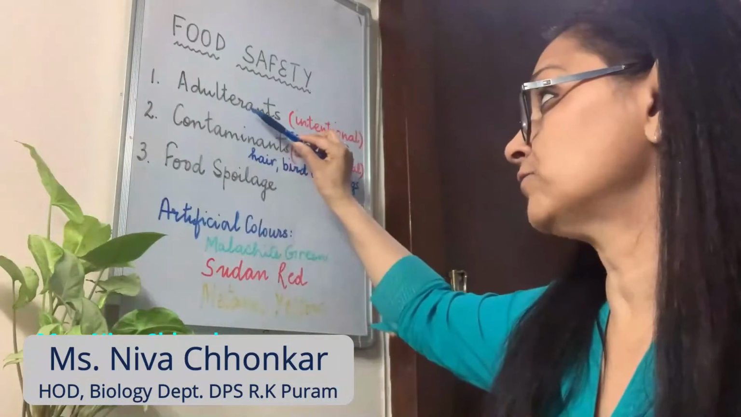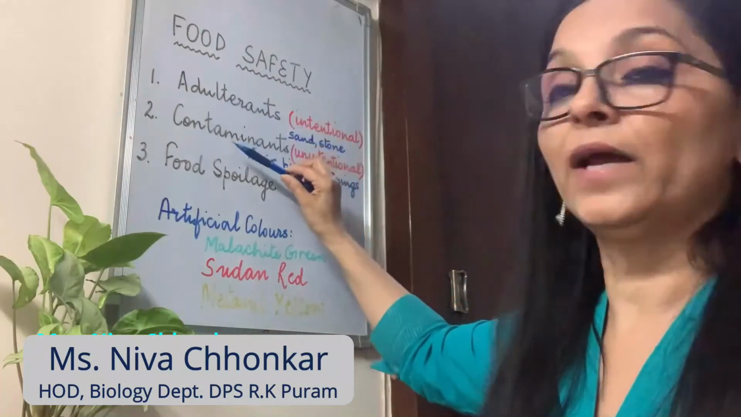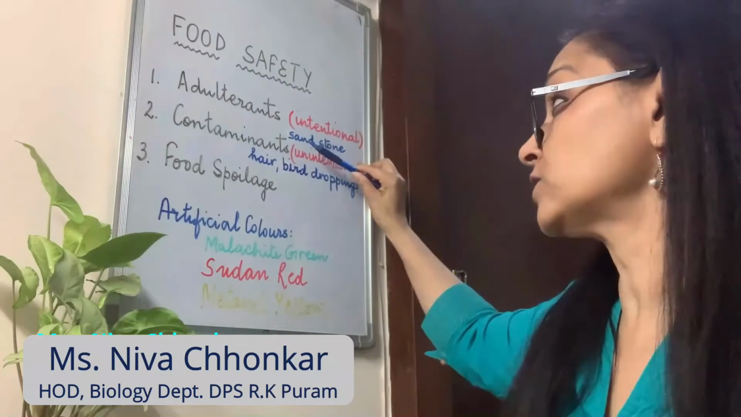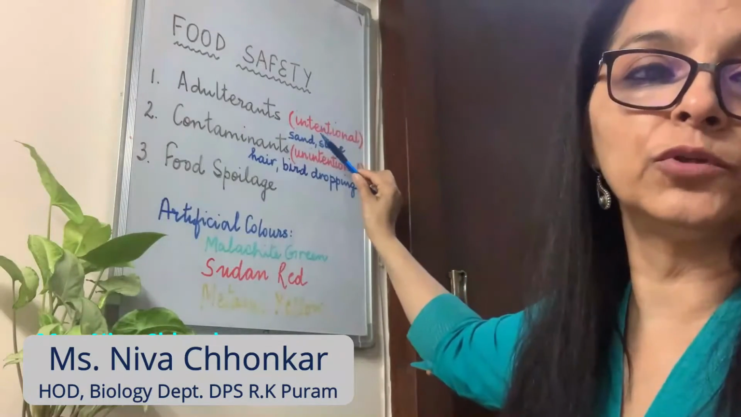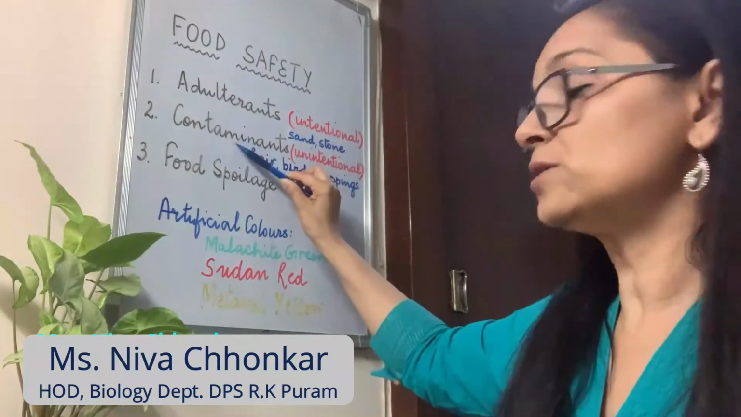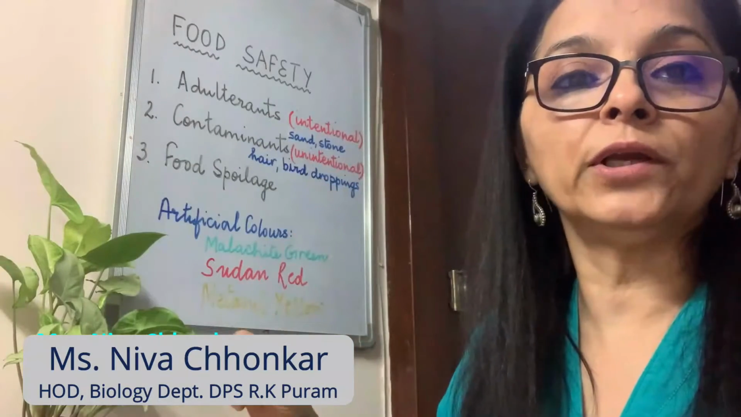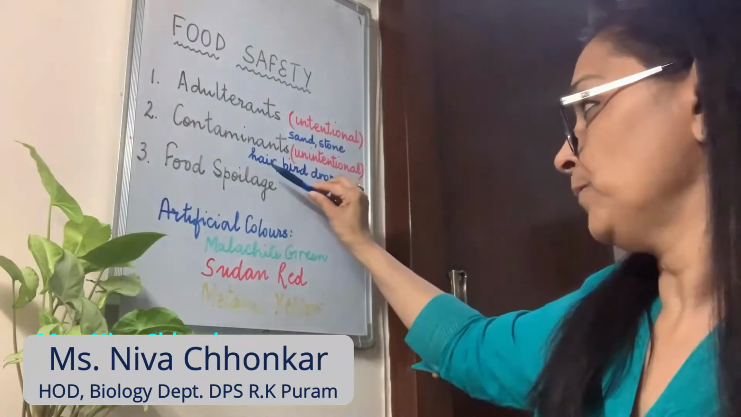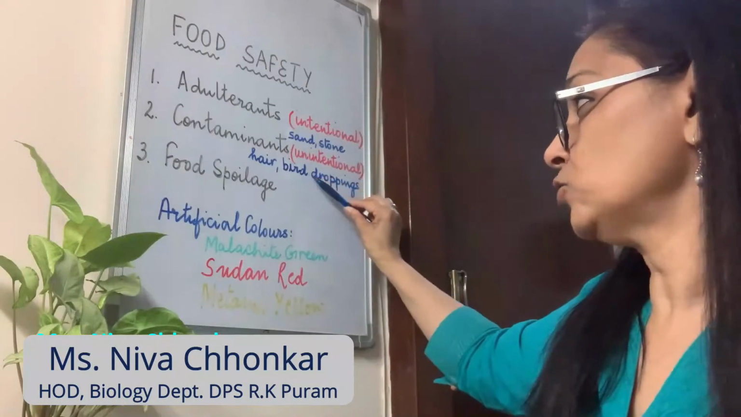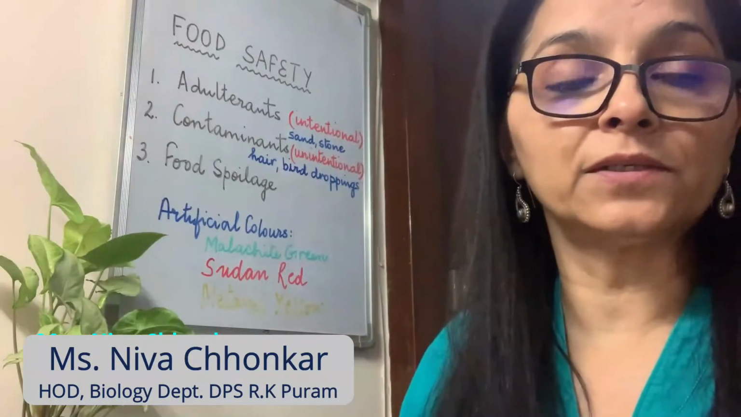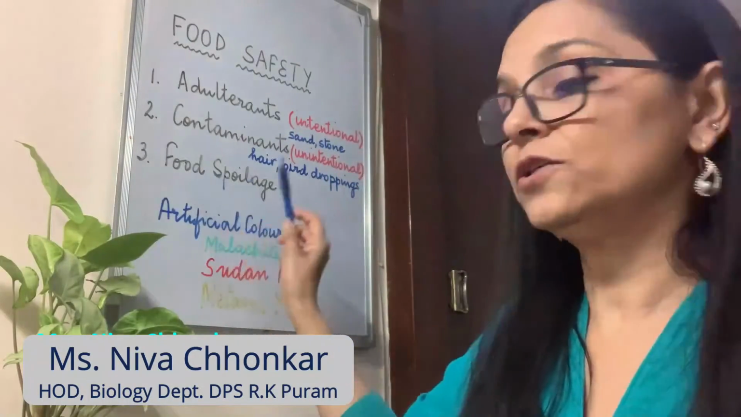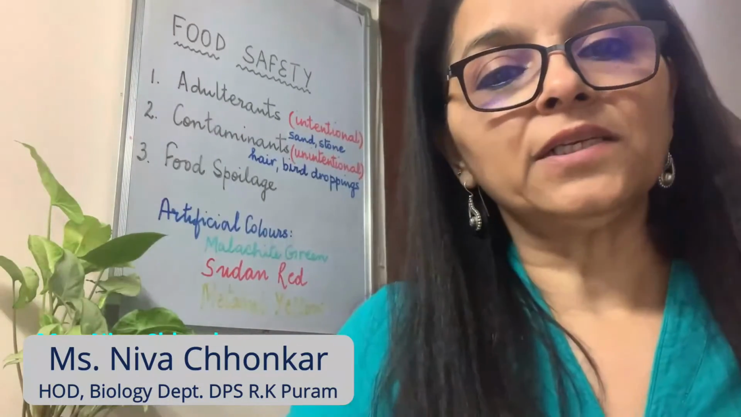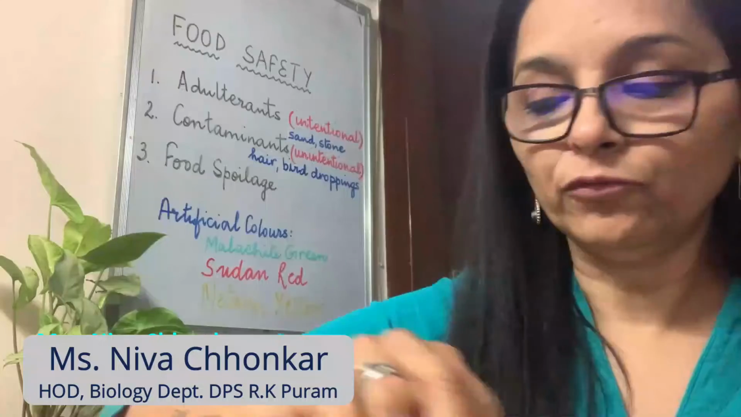Now, what is the basic difference between adulterants and contaminants? Adulterants are added intentionally, that is, the presence of sand or stone in the food grains, while contaminants might be present due to negligence or ignorance of the farmer or the people concerned, and the presence of hair and bird droppings is an example of contaminants. And as you know, food spoilage is caused by microbes. So let us see the common contaminants and adulterants in our food items.